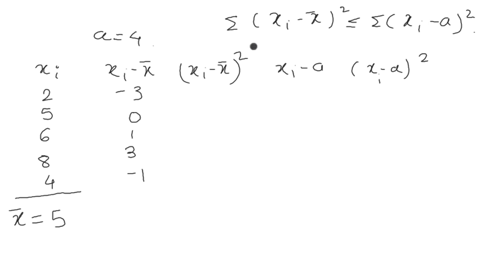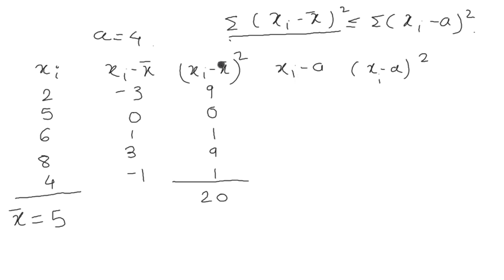So we need to find the value of summation of (xi minus x bar) square. So first we need to find the column of (xi minus x bar) square. Then we will find the sum of this column. We will get the value of summation of (xi minus x bar) square. So minus 3 square is nothing but 9, 0, 1 square 1, 3 square 9, minus 1 square 1. So the answer of summation of (xi minus x bar) square is nothing but 20.